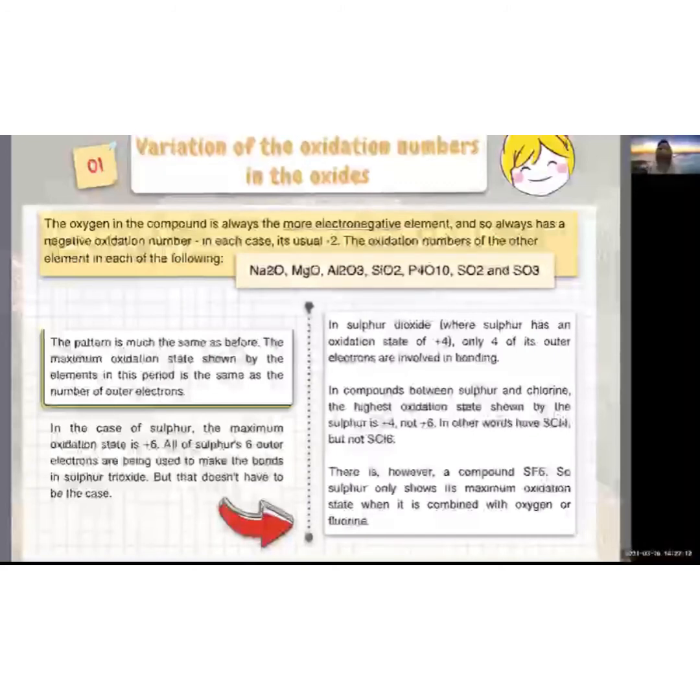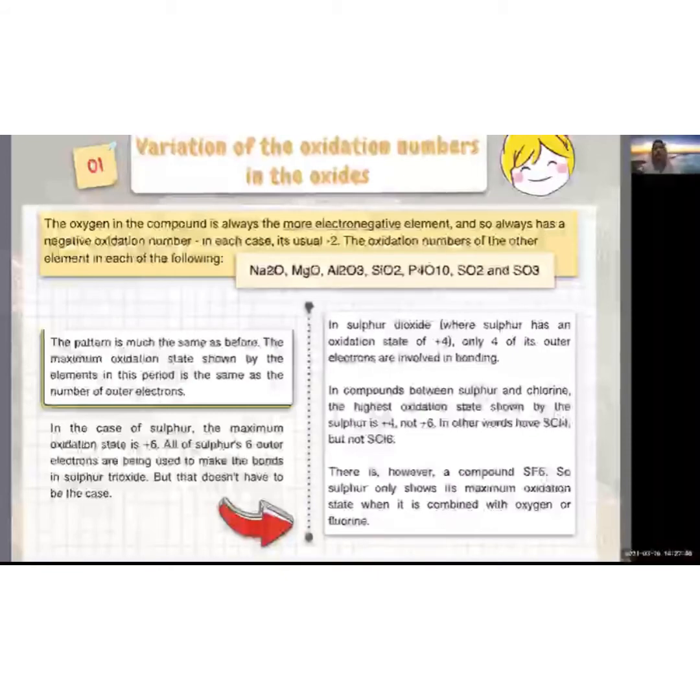The pattern is much the same as before. The maximum oxidation state shown by the elements in this period is the same as the number of outer electrons. In the case of sulfur, the maximum oxidation state is +6. All of sulfur's 6 outer electrons are being used to make the bonds in sulfur trioxide, but that doesn't have to be the case.